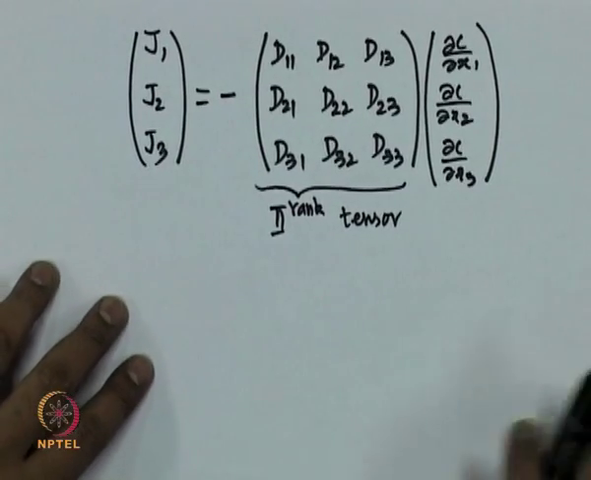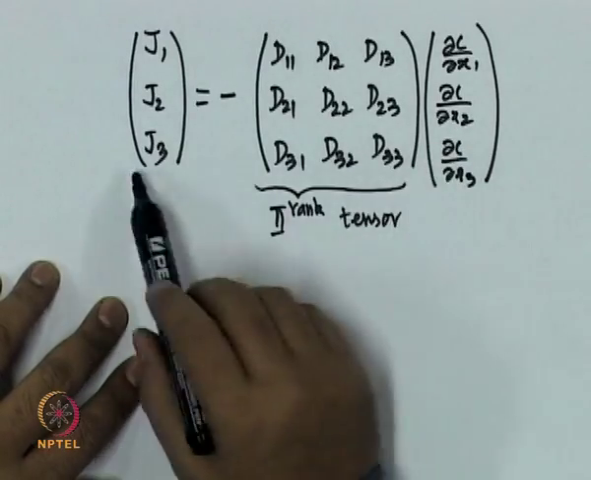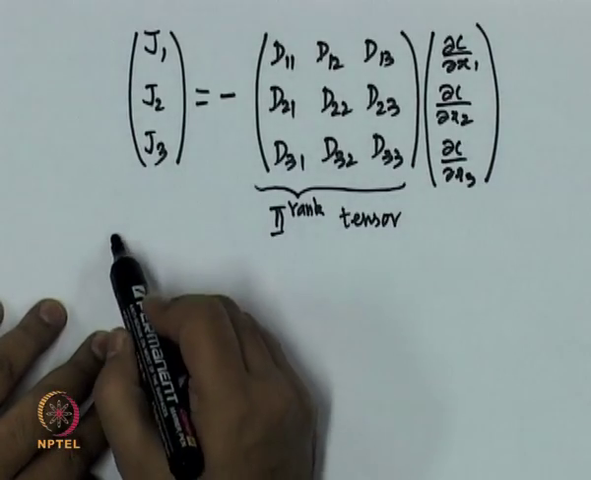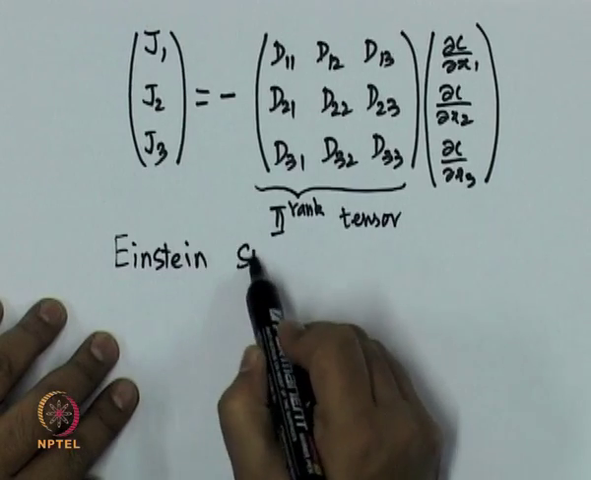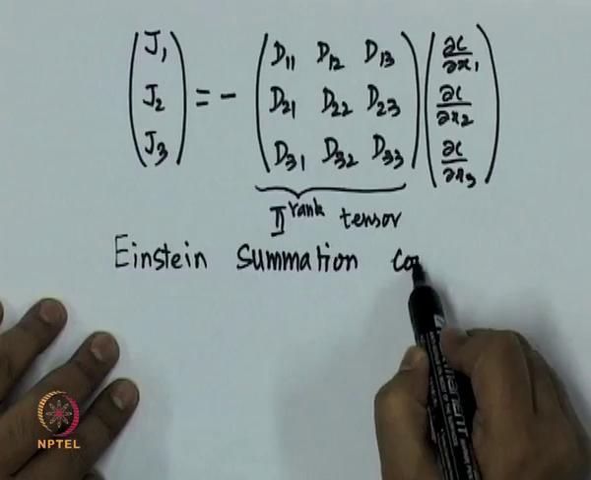Okay. So, now there is another way of writing this expression in a simplified manner, and that is by using what is known as Einstein summation convention.